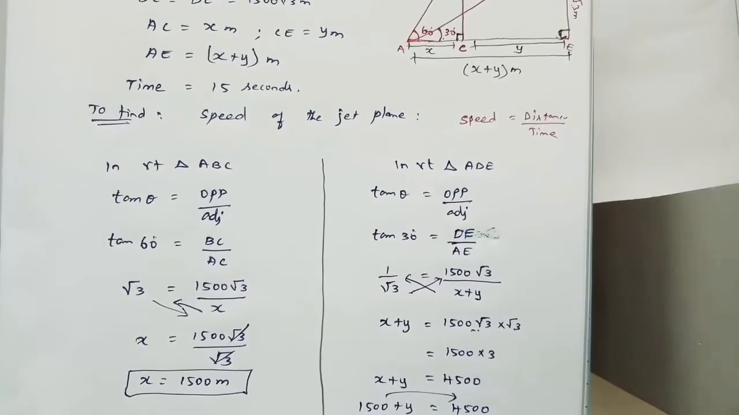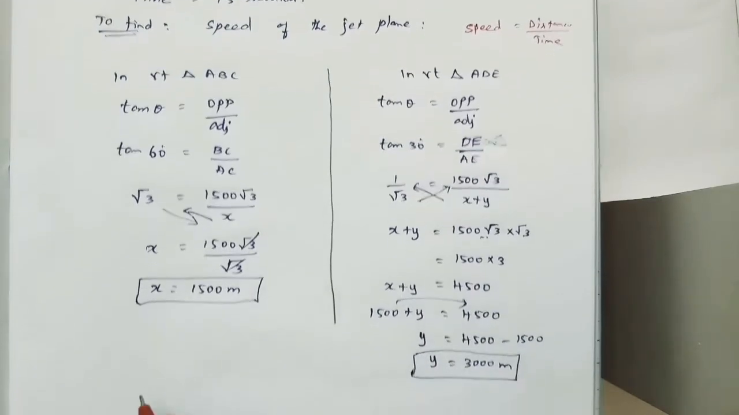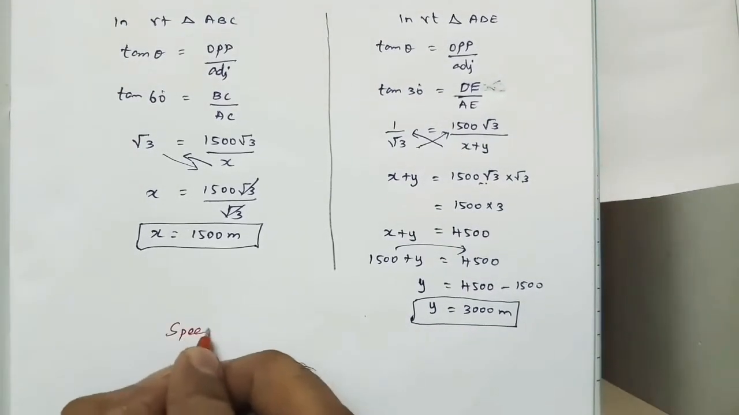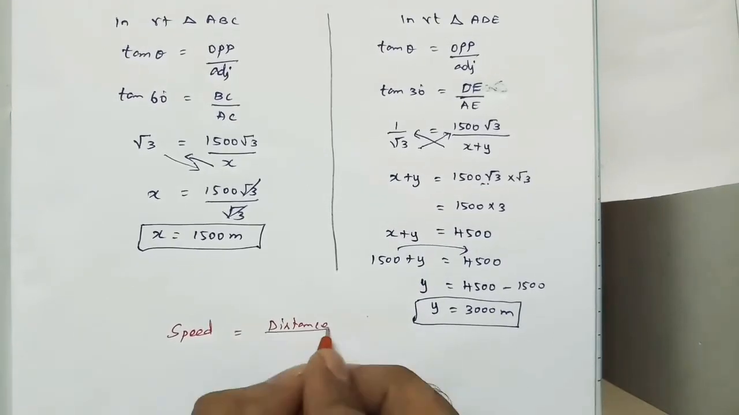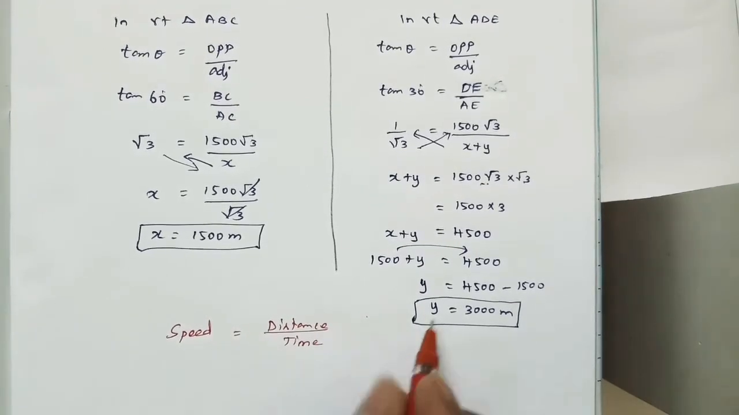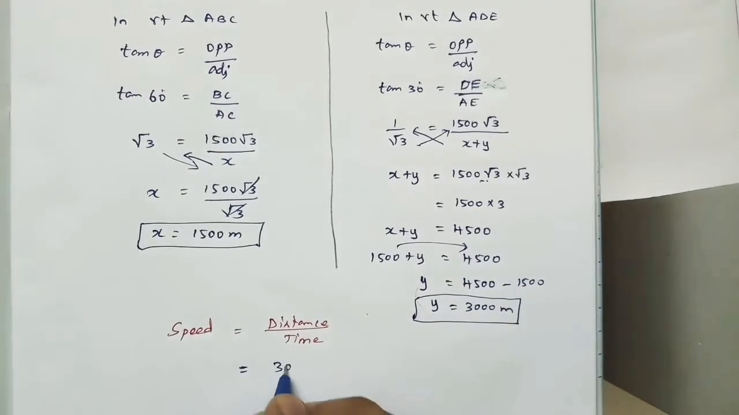This is the distance traveled, and now we know the time also. Now I am going to find the speed. What is the formula? Speed is equal to distance divided by time. Distance is 3000 meter, so it is equal to 3000 divided by 15. Time is equal to 15.